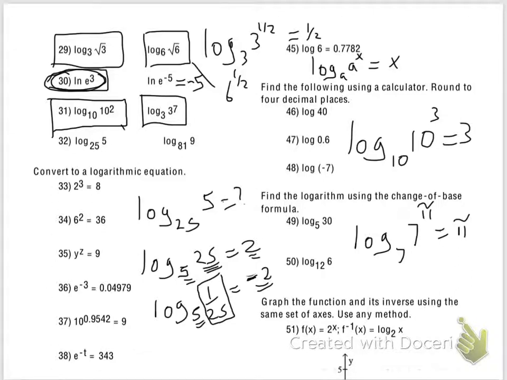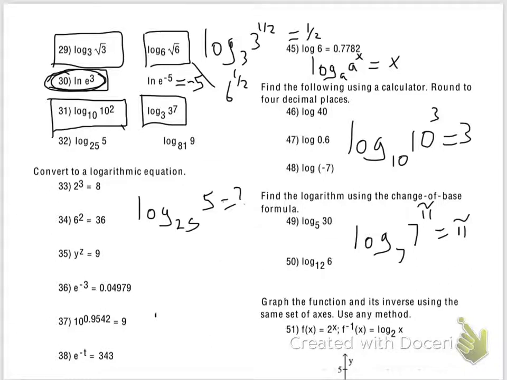25 to what power will give you 5? Okay, 25 to what power is going to give you 5? And the answer to this is negative 2. Okay, no it's not, no it's not. That was the previous one. It is a half, okay? Because, think about it, what's the square root? Remember power of half? Square root of 25 is 5.